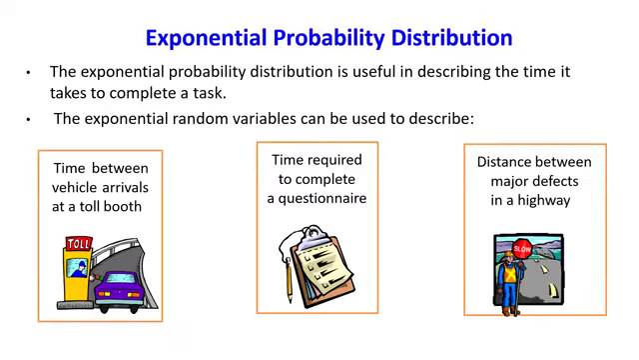Okay, so after that we talked about exponential. Exponential is just the opposite of your Poisson distribution. So it's about the time taken between two occurrences. In Poisson, we are talking about how many occurrences happen in a particular time. In exponential, it's about how much time it will take between two occurrences of the events. Okay. So time between vehicle arrivals, time required to complete a questionnaire, time distance between major defects. These are some of the scenarios which you can relate to this exponential probability distribution.